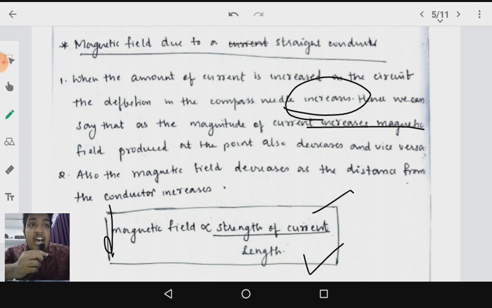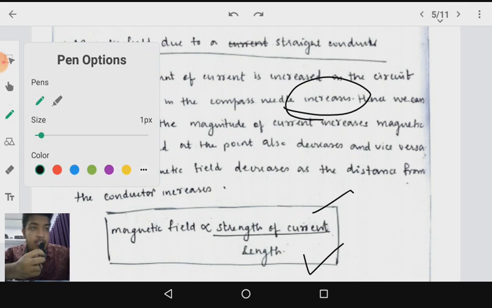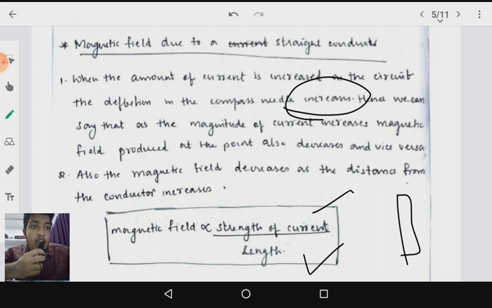So this is the relation which you can conclude from here, that the magnetic field is directly proportional to the strength of the current and it is inversely proportional to the length and also the distance from the conductor. That means if a conductor is placed over here, and you have to find the magnetic field at this point, that is P, and this point, that is Q, you can say that the magnetic field at point P is going to be greater as compared to the point Q, because Q is farther away. If it is farther away, the magnetic field will obviously decrease.